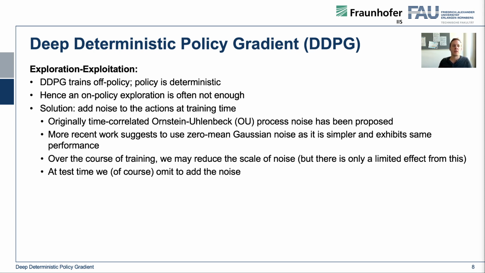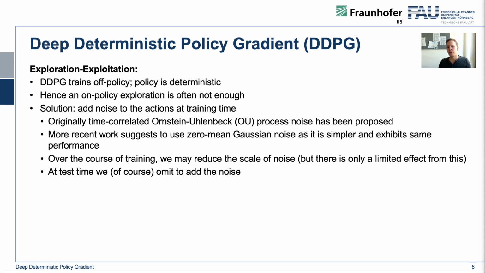So what you usually do is add some noise factor to the actions, and that introduces some randomness so that we actually explore well enough. Originally, the DDPG paper suggested using time-correlated Ornstein-Uhlenbeck noise. However, more recent work just resorts to zero-mean Gaussian noise, as this is much simpler to implement, exhibits about the same performance, and is also much better understood in practice.